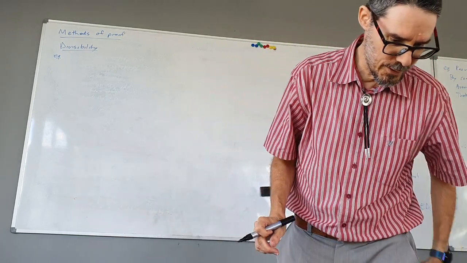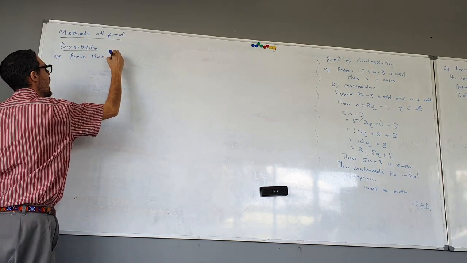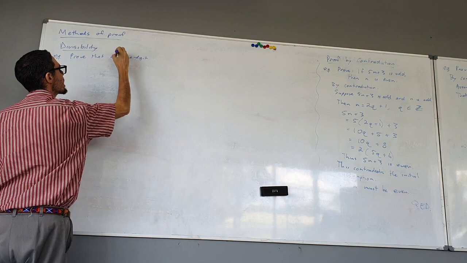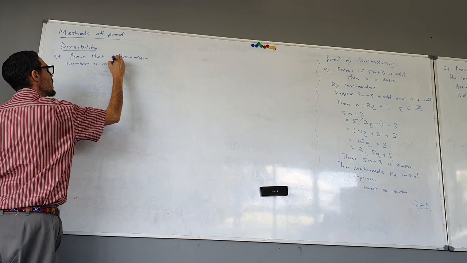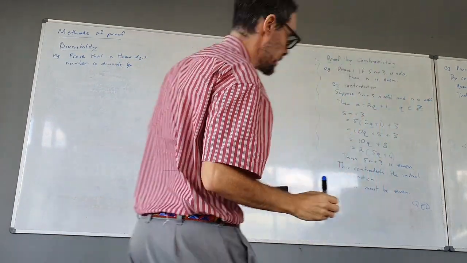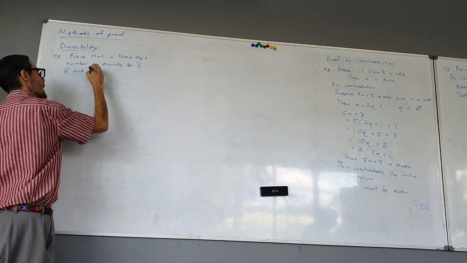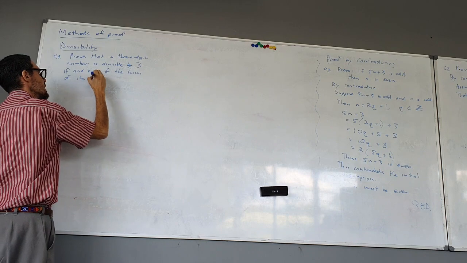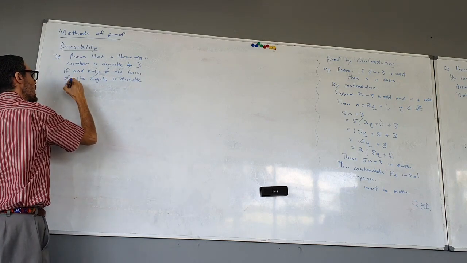Okay, let's talk about divisibility. Prove that a three-digit number is divisible by 3 if and only if the sum of its digits is divisible by 3.